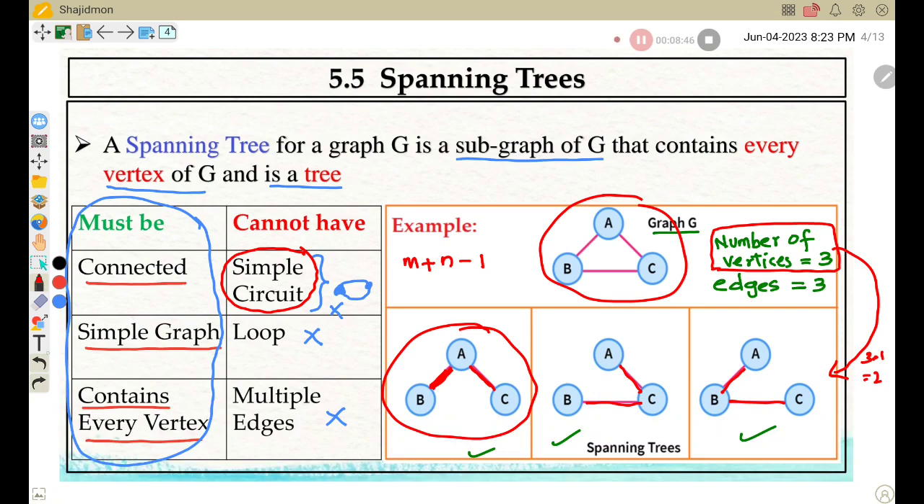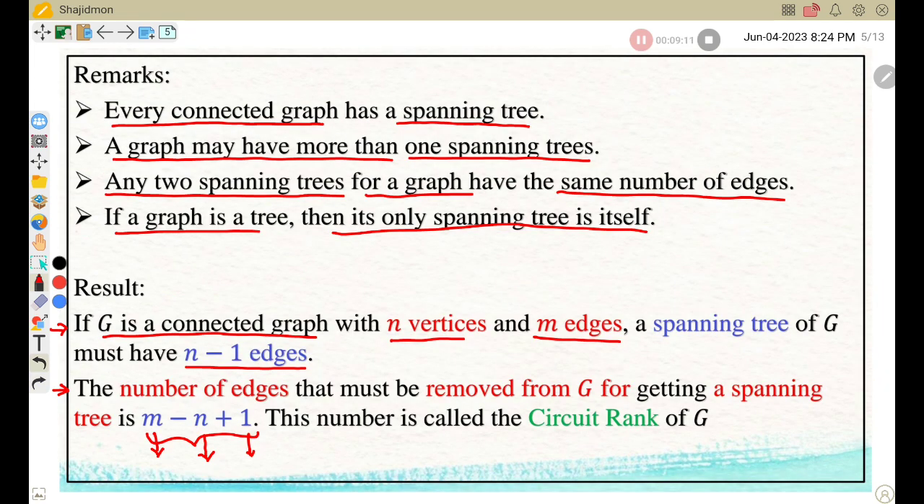m minus n plus 1. That is the rule. m means number of edges. How many edges? 3. Minus how many vertices? 3, plus 1. So 3 minus 3 plus 1, how much will we get? Equal to 1. So how many edges do we need to remove? Only one edge. See, from these 3 edges we removed one edge. So 2 edges will be there in the spanning tree. So that is the condition here. These two rules we always need to remember for creating a spanning tree.